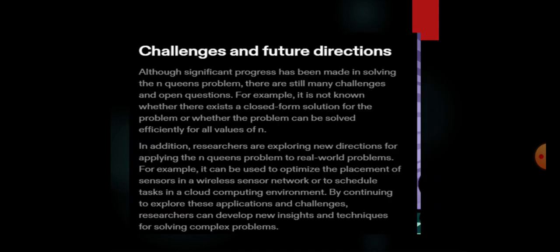And what are the challenges and future directions of this N-Queens problem? What is the main challenge? For example, it is not known whether there exists a closed form solution for the problem, or whether the problem can be solved efficiently for all values of n. We don't have a solution for the 3 cross 3 case, but we have a solution for the 4 queens problem. We don't have a solution for the 3 queens problem, but we have a solution for the 8 queens problem. So we cannot say that for all n values we can have a solution. That is the challenge we have in the N-Queens problem.